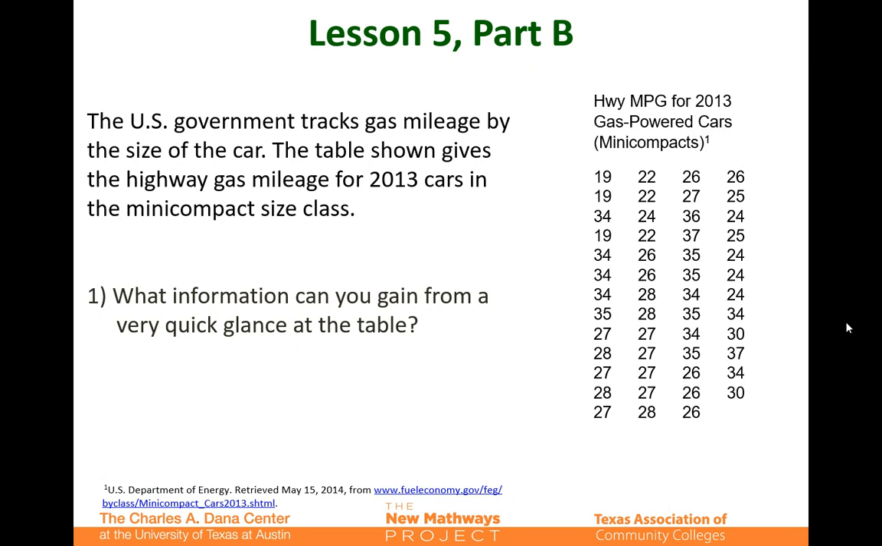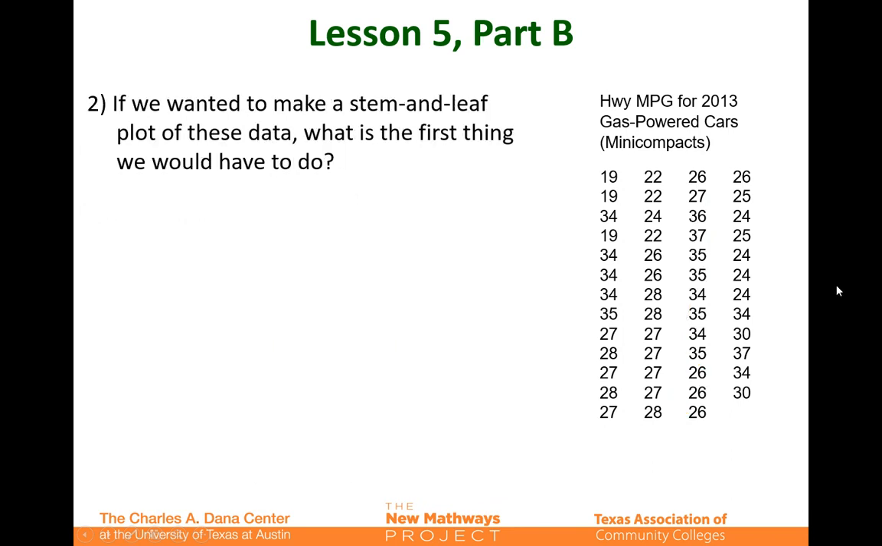Well, one of the things you probably notice, I see lots in the 30s. Lots of higher mileage cars. Lots in the 20s too. I don't see much mileage in the teens. I also don't see any super high 40s, but I see a lot of fairly high mileage cars, which I would expect if the car is really small. If we wanted to make a stem and leaf plot of the data, what's the very first thing we'd have to do? The first thing I have to do is put the data in order.